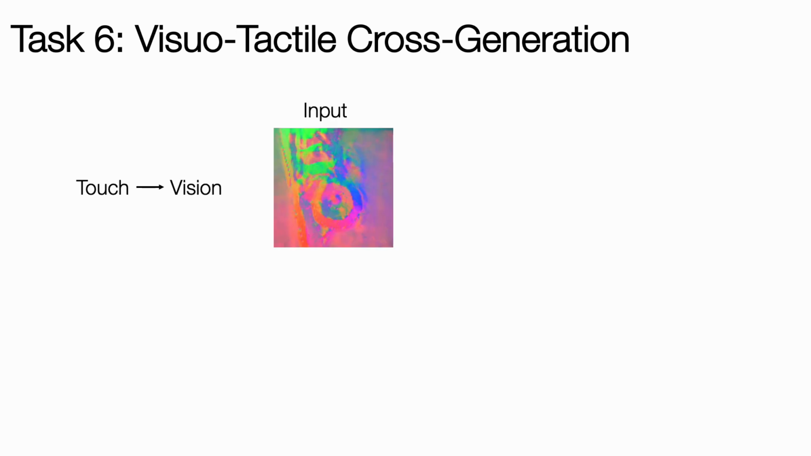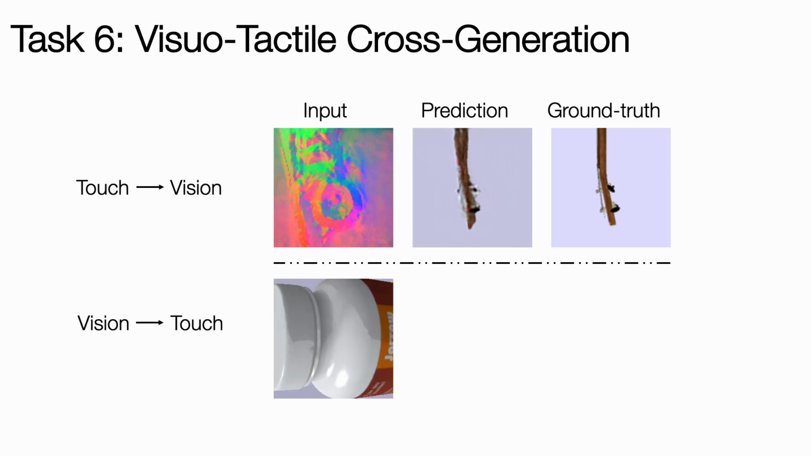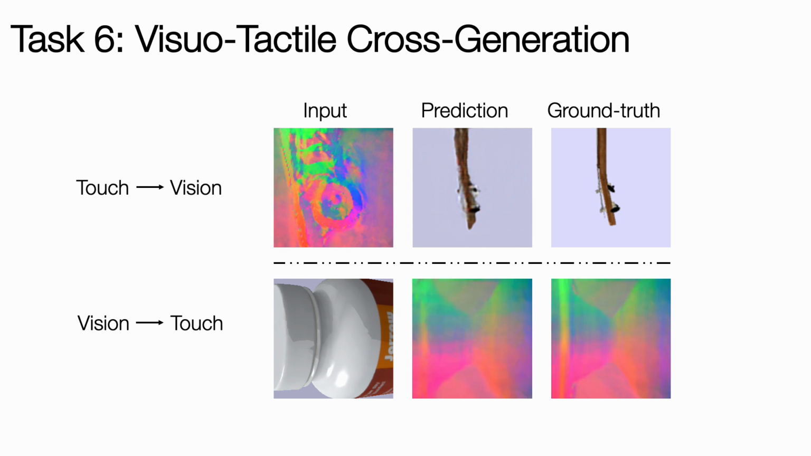The next task is visual-tactile cross-generation, which can be divided into two sub-tasks: touch to vision. Given a tactile reading on the object's surface, predict the corresponding local image patch where the contact happens. And vision to touch. Given an image of the local region on the object's surface, predict the corresponding tactile RGB image that aligns with a visual image patch in both position and orientation.